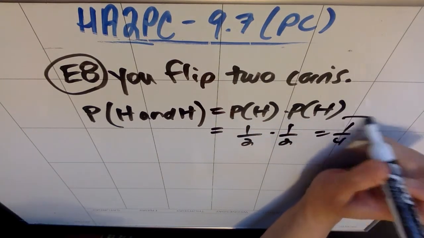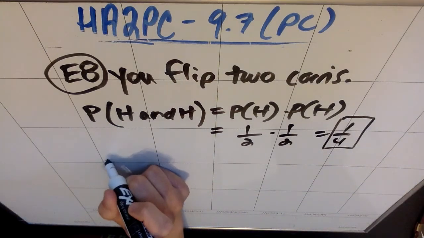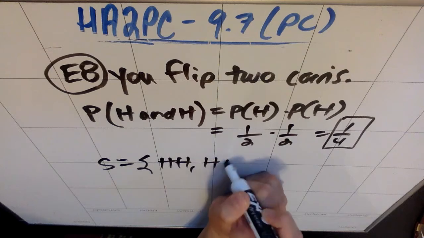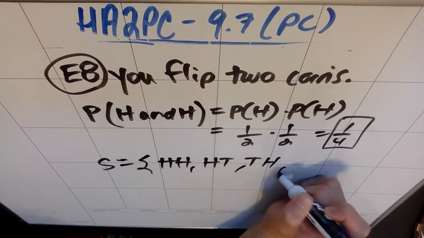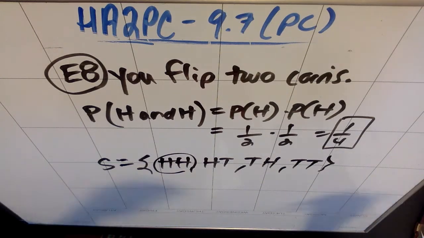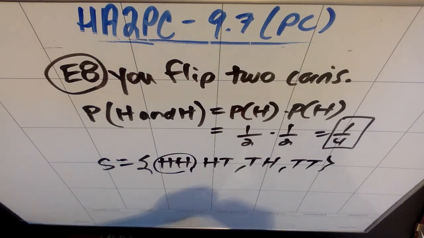Now you can figure that out the way we did before as well, right? If you were to write the sample space for this, you'd have heads heads, heads tails, tails heads, and tails tails. And you can see by visual inspection that 1 out of 4 possible outcomes would give you heads and heads. So that's sort of the gist of how these independent events work.